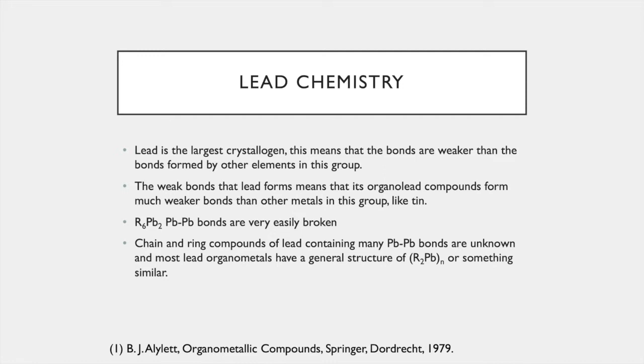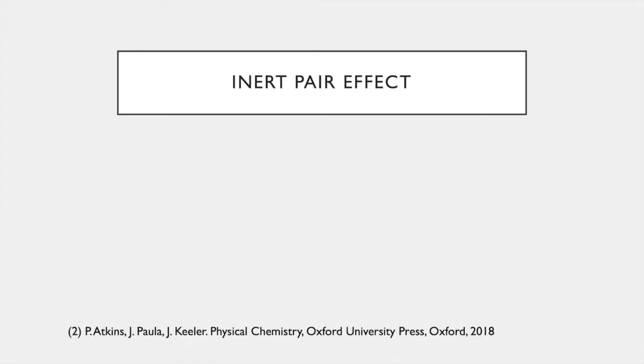And so most organolead organometals have lead in the general structure of something like R2Pb. They can be a bit different, but generally it's something around that.